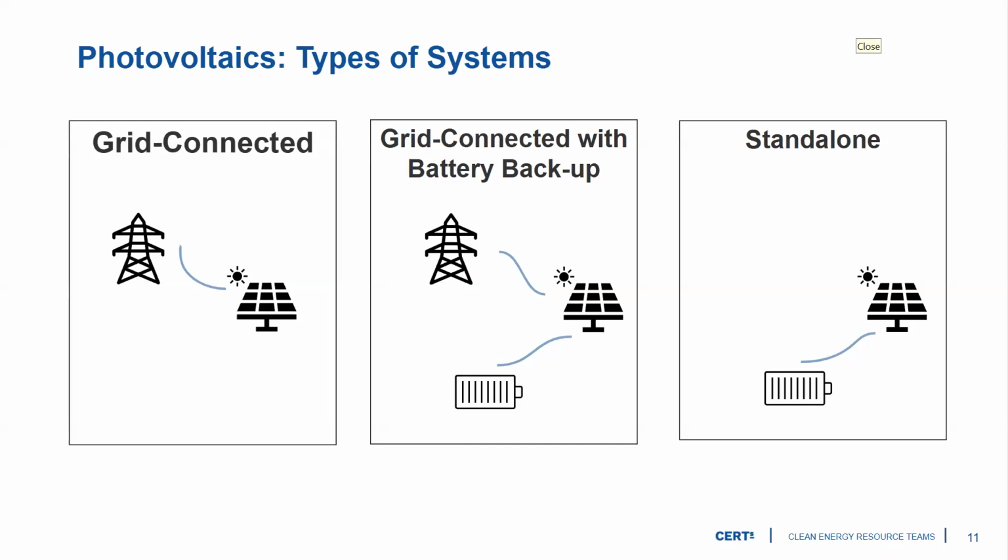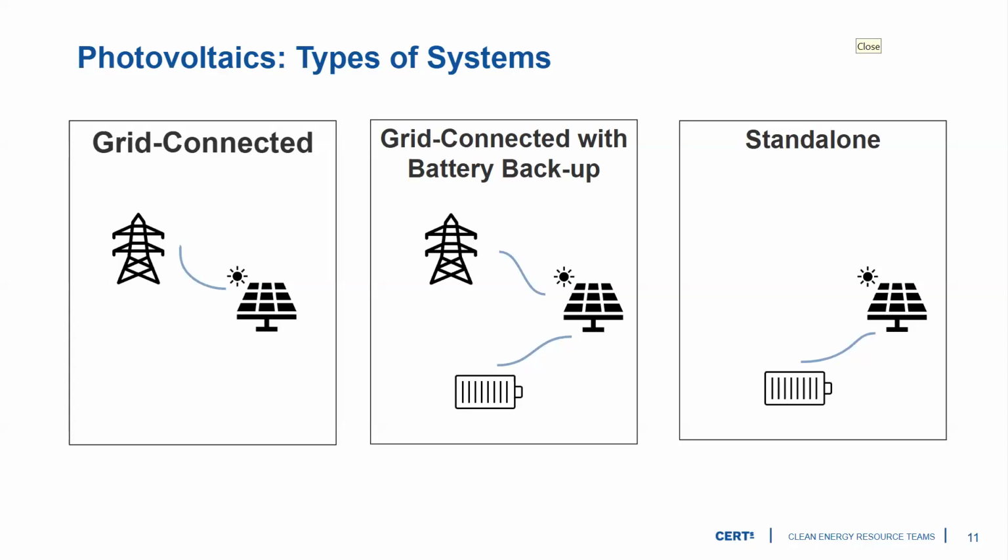Basically what happens is when you produce more electricity than you are consuming in your home, that excess generation is fed back onto the grid for someone else to use. When you are consuming more electricity than your system is producing, like at night, then you are drawing electricity from the grid and consuming that. So that's your grid connected system.